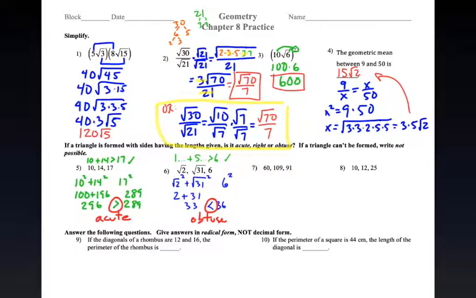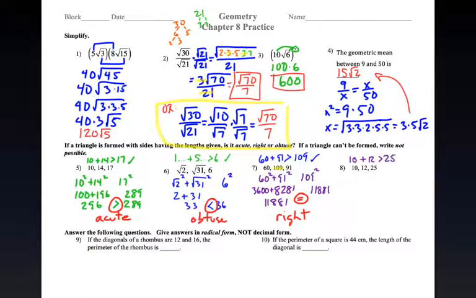On number 7, don't just jump into doing it. I put the bigger one in the middle. Therefore, C is your 109. We do get a triangle out of it. So 60 squared plus 91 squared, how does it compare to 109 squared? They are equal. Turns out that's a right triangle. And number 8, is 10 plus 12 more than 25? The answer is no, it is not. That is not a triangle at all.